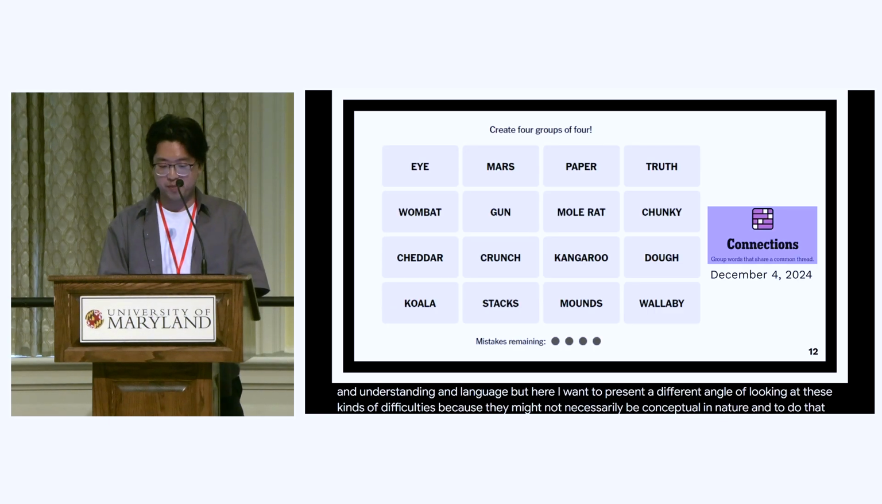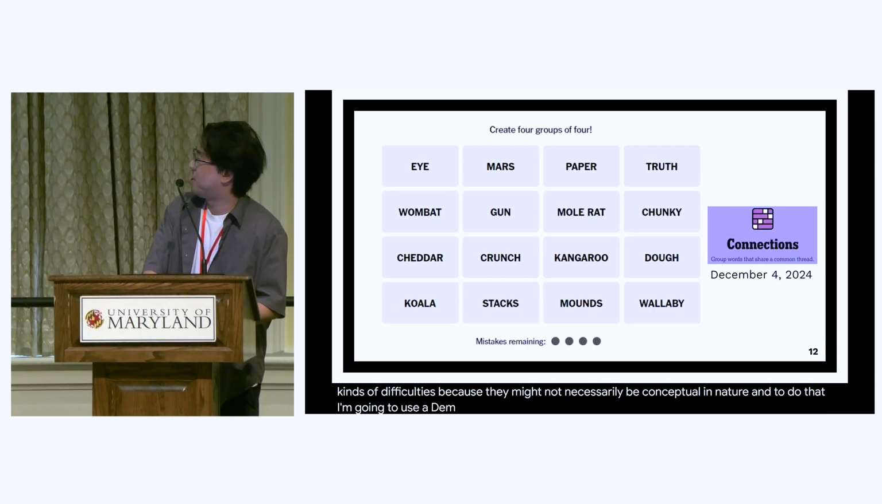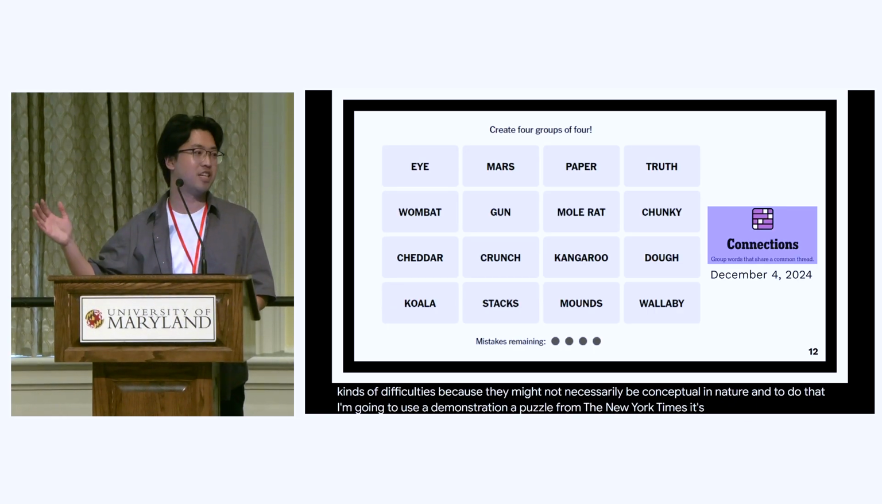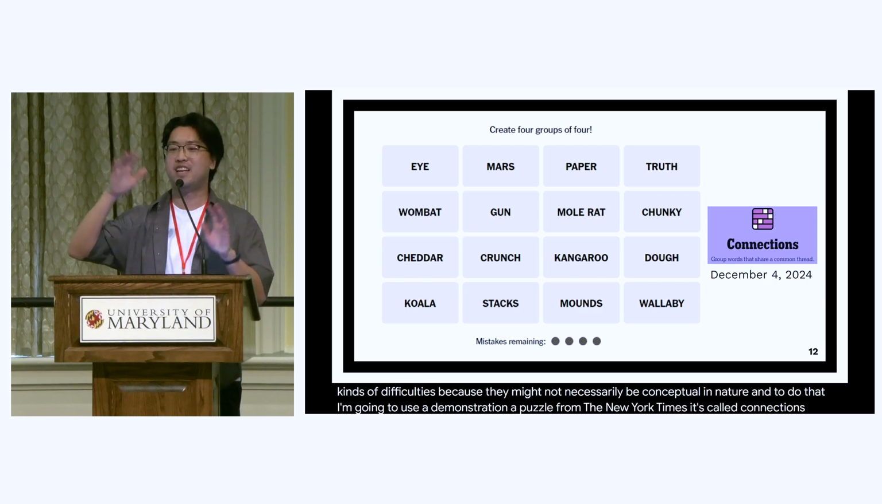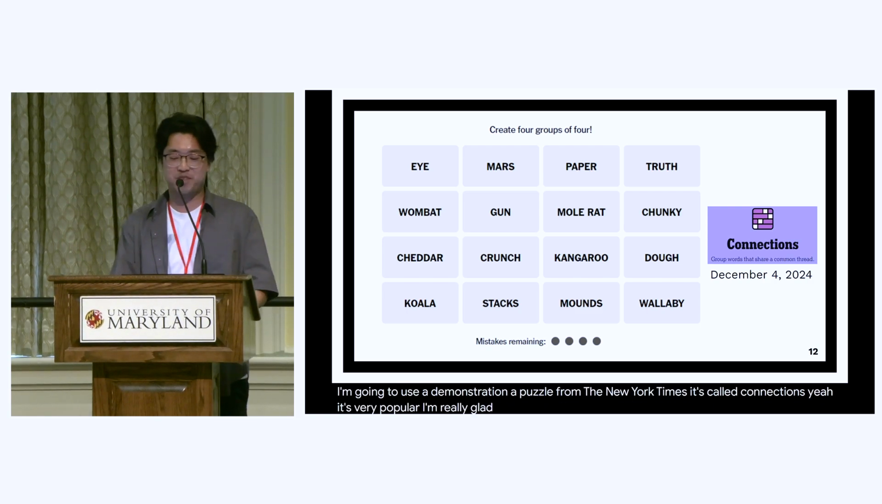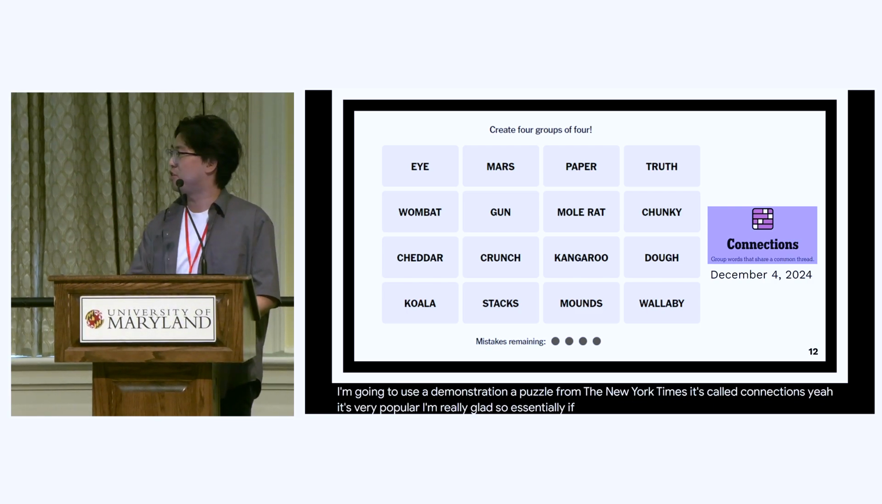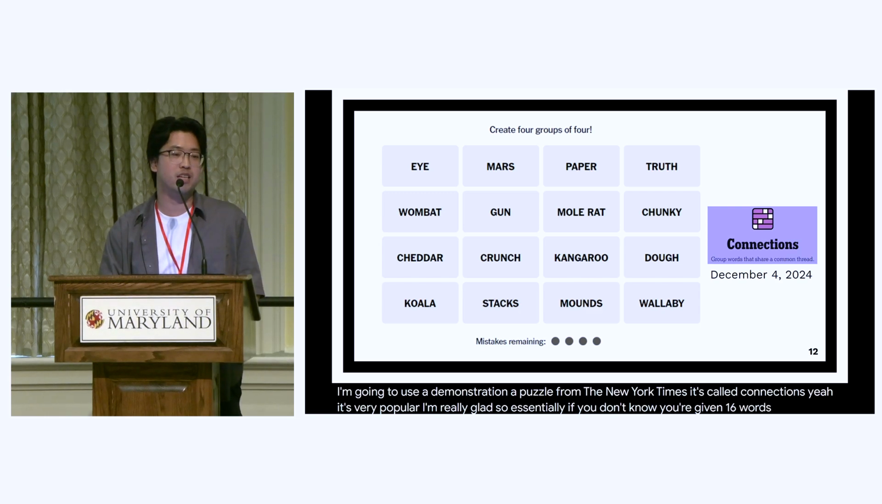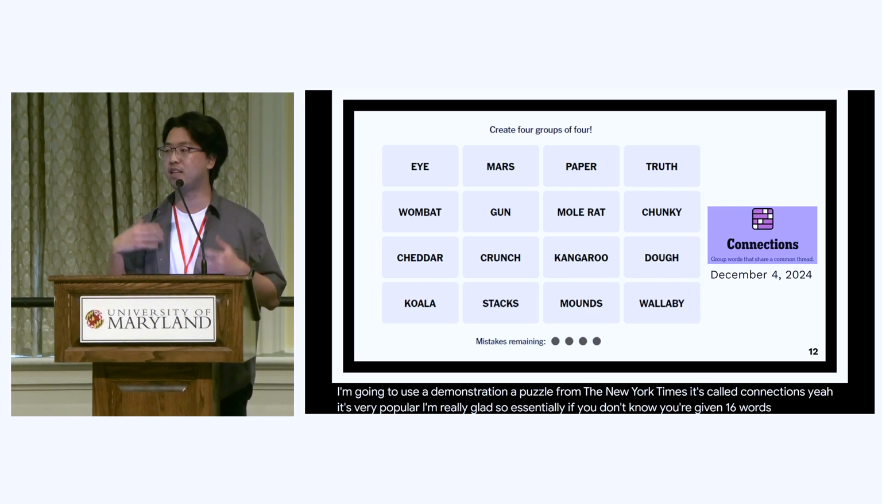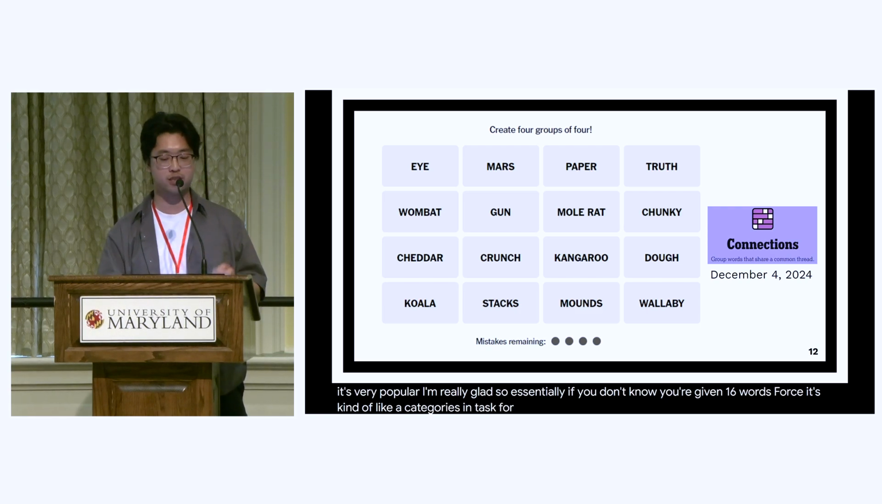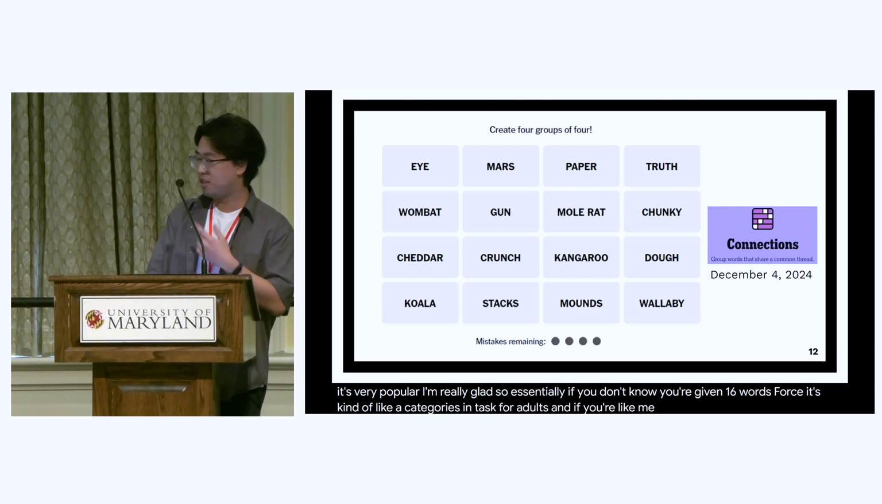And to do that, I'm going to use a demonstration, a puzzle from the New York Times. It's called Connections. How many people have played Connections? Yeah, it's very popular. I'm really glad. Essentially, if you don't know, you're given 16 words in a grid, and you have to group these into 4 groups of 4. So it's kind of like a categorization task for adults. And if you're like me, let's solve this together.